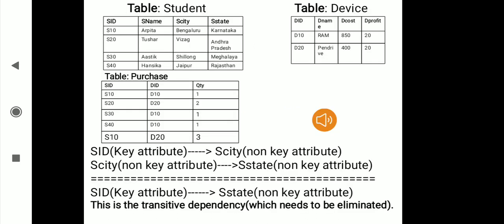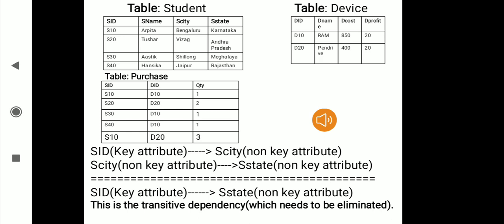Now look at these tables: student, device, and purchase. Although these tables are in second normal form, there is a problem. The problem is that these tables are not in third normal form. Let me explain. Just look at the table student. This table holds two pieces of information, one for the student and the other for the city-state.